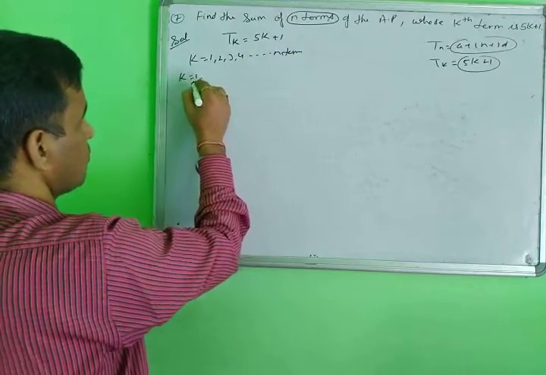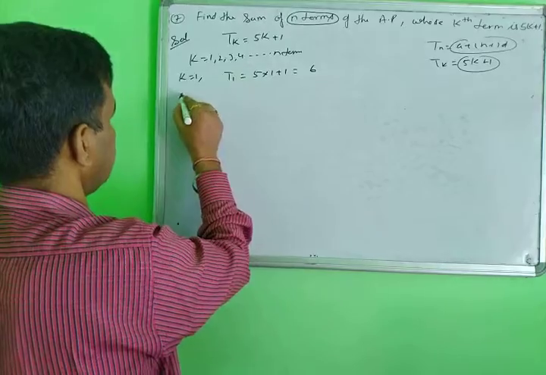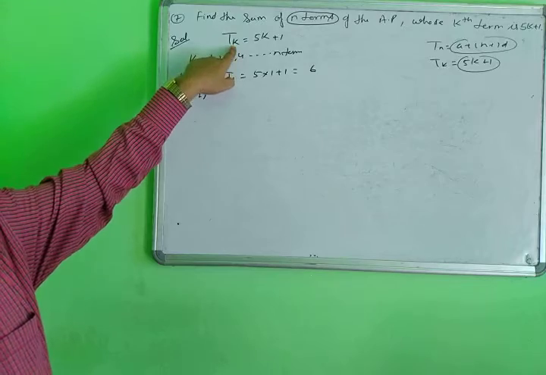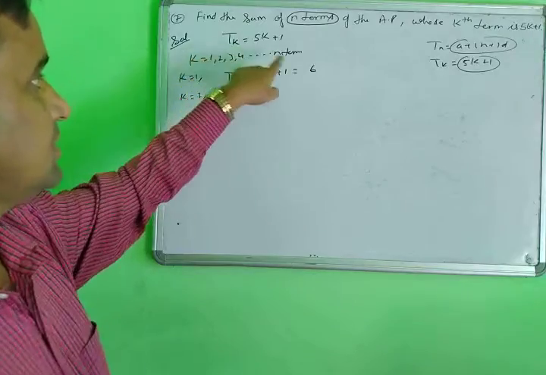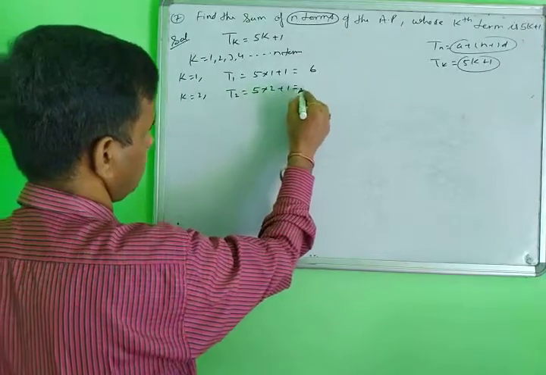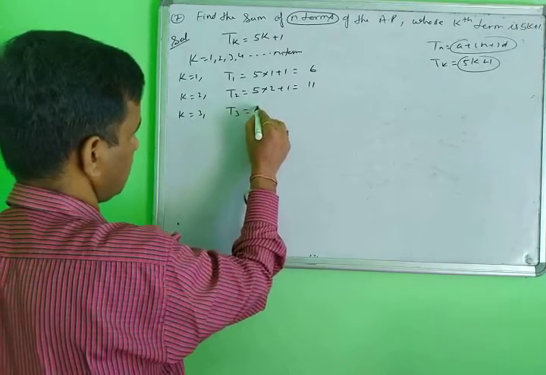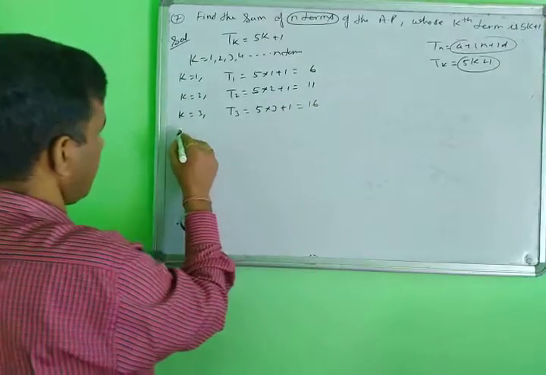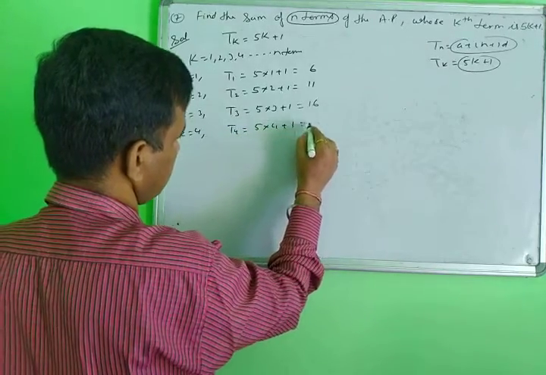Suppose k equal to 1, the t1, first term, is 5 into 1 plus 1, 6. First of all you put k equal to 1 here, then you get the first term. When you put 2 here, you get the second term: t2 equal to 5 into 2 plus 1, 11. When you put k equal to 3, t3 equal to 5 into 3 plus 1, so this is equal to 16. And for k equal to 4, t4 is 5 into 4 plus 1, 21.